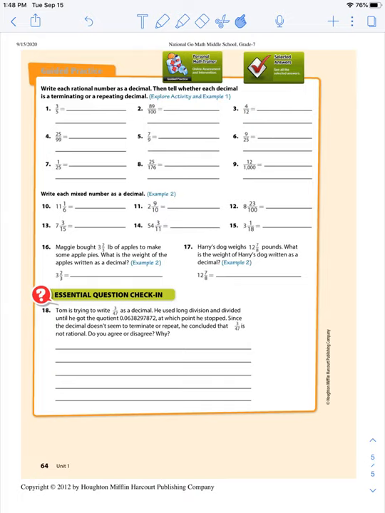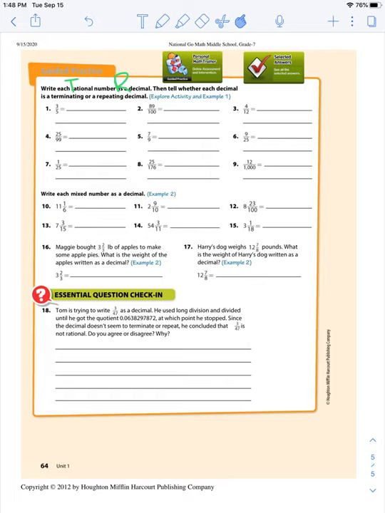Just for a little extra encouragement on watching the video, I'm going to do 2 of these with you. So number 1, write each rational number as a decimal. Then tell whether it is terminating or repeating. So we can abbreviate this as T or R. T for terminating, R for repeating.